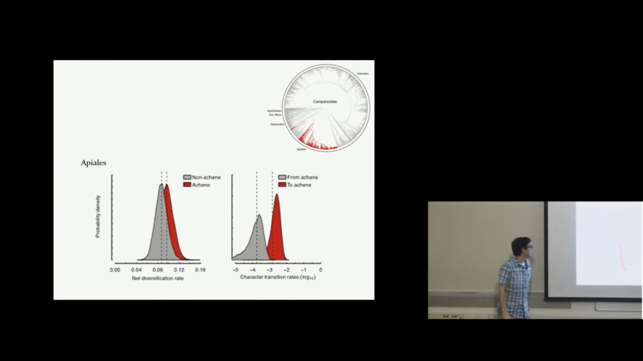But when we look at the Apiales, we start to see that pattern disappear. We see that there's some evidence for higher transition rates, but we don't see any evidence of higher net diversification.